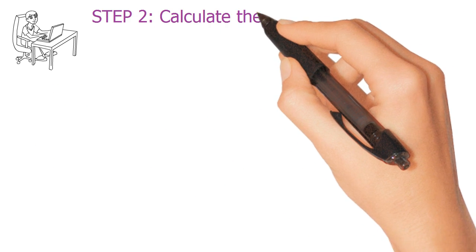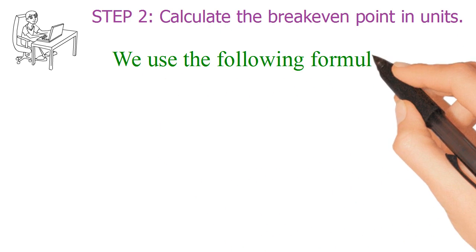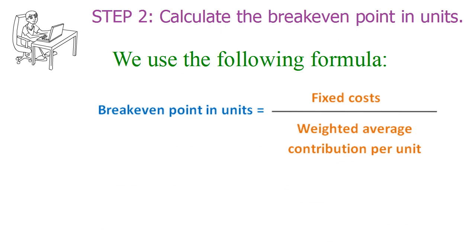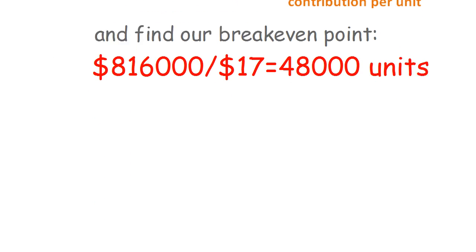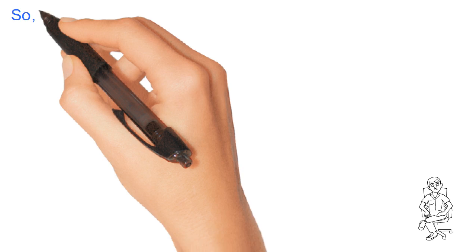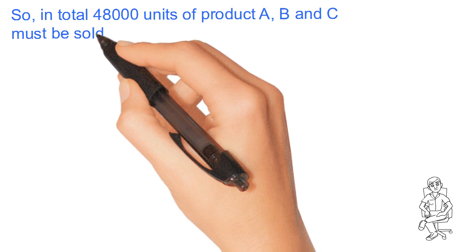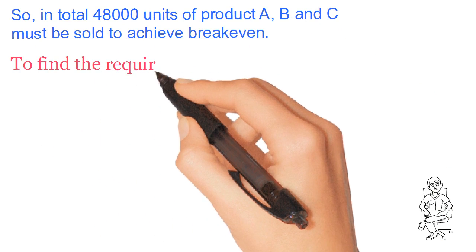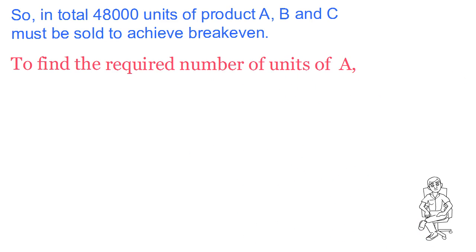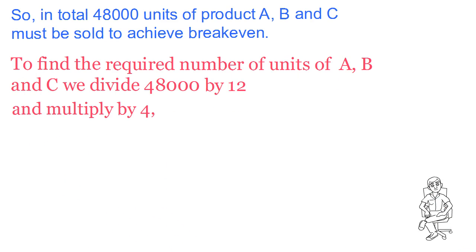Step 2. Calculate the break-even point in units. We use the following formula and find our break-even point. So, in total 48,000 units of product A, B and C must be sold to achieve break-even. To find the required number of units of A, B and C, we divide 48,000 by 12 and multiply by 4, 3 and 5 respectively.